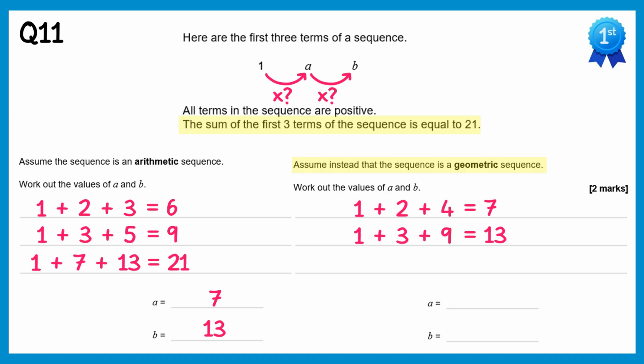It turns out it's multiplied by 4. So we start with 1, we multiply by 4, which gives you 4, we multiply that by 4, which gives you 16, and if you add 1 and 4 and 16, you do get 21. So in this one, A, the second term is 4, and C, the third term is 16.